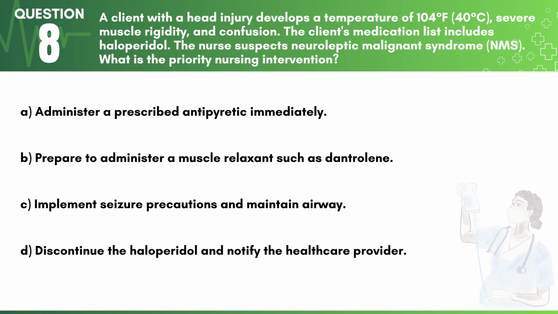Question 8. A client with a head injury develops a temperature of 104 degrees Fahrenheit, 40 degrees Celsius, severe muscle rigidity, and confusion. The client's medication list includes haloperidol. The nurse suspects neuroleptic malignant syndrome, NMS. What is the priority nursing intervention? A. Administer a prescribed antipyretic immediately. B. Prepare to administer a muscle relaxant such as dantrolene. C. Implement seizure precautions and maintain airway. D. Discontinue the haloperidol and notify the healthcare provider.